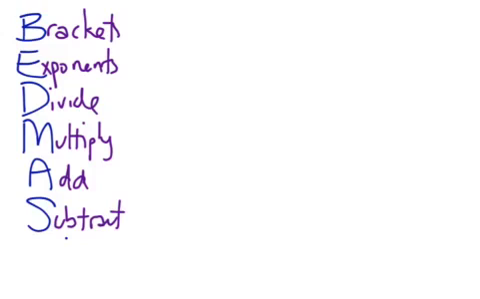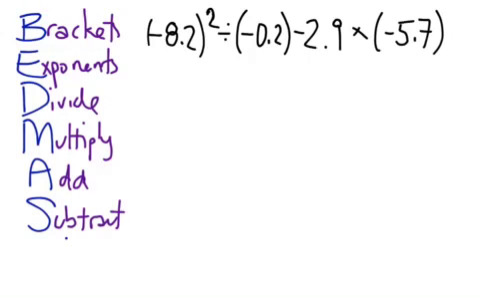So let's take a look at an example from your homework. Okay, this is a pretty tough one. There's a lot going on here. Negative 8.2 squared divided by negative 0.2 minus 2.9 times negative 5.7.